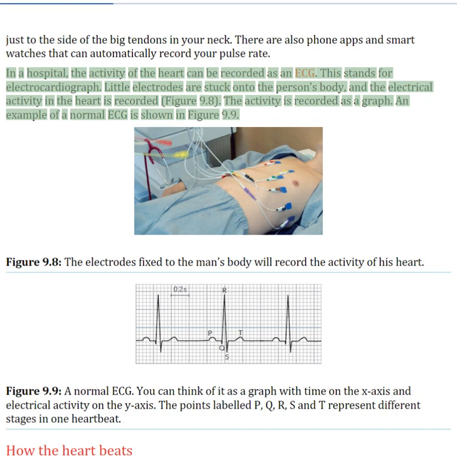This stands for electrocardiograph. Little electrodes are stuck onto the person's body, and the electrical activity in the heart is recorded. The activity is recorded as a graph. An example of a normal ECG is shown in Figure 9.9.